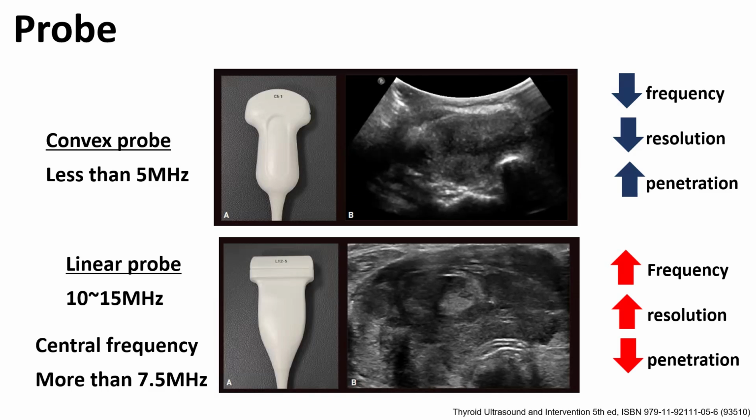The high-frequency linear probe is used in organs that do not have to penetrate deeply, such as the thyroid gland or breast. As you can see, in the case of the thyroid gland, if you use the high-frequency linear probe, the inside can be seen well because of the high resolution, whereas if you use the convex probe, the inside cannot be distinguished well.